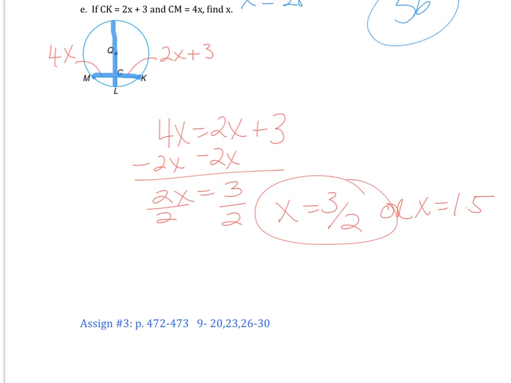Then again, for your assignment today, it's listed down here. Assignment number 3, which is the next page in your packet.